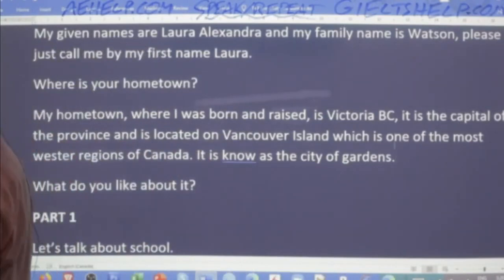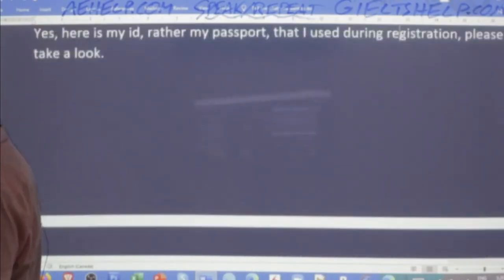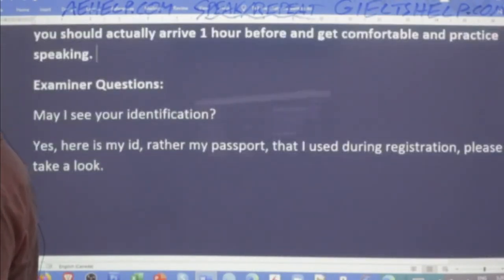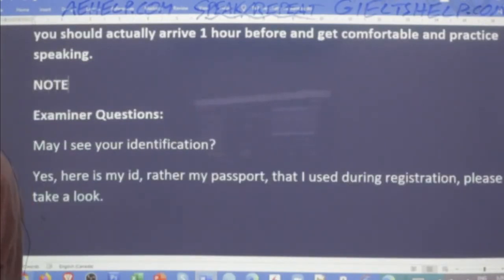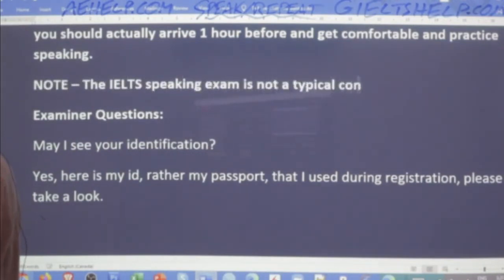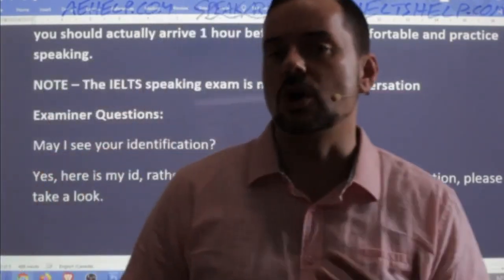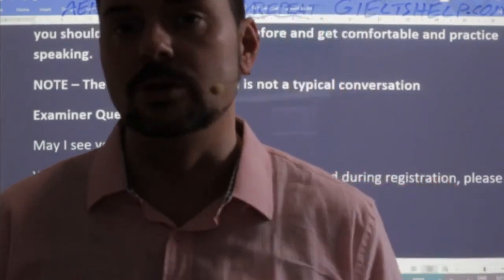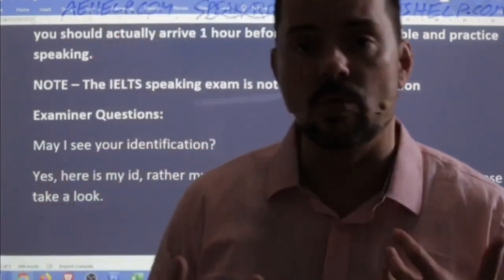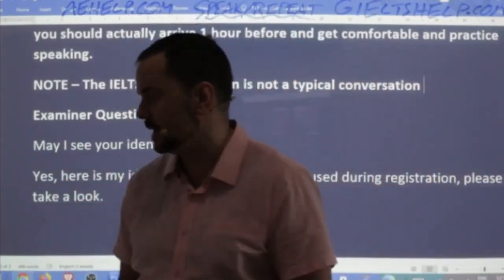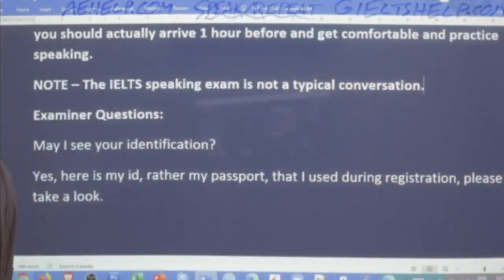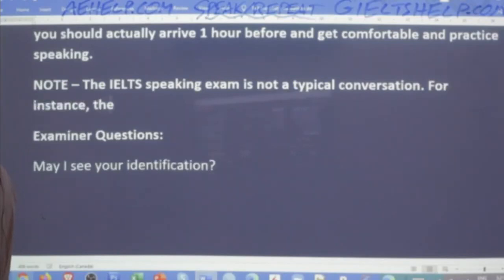All right, so a really important kind of note to keep in mind here. Okay, I want everybody to remember this. Note, the IELTS speaking exam is not a typical conversation. Now, some of you are probably going, yeah, Adrian, I knew that. Okay, all right. So you don't just talk to the examiner as you would to your friend or a colleague that you meet for lunch. Okay, it's not the same idea.